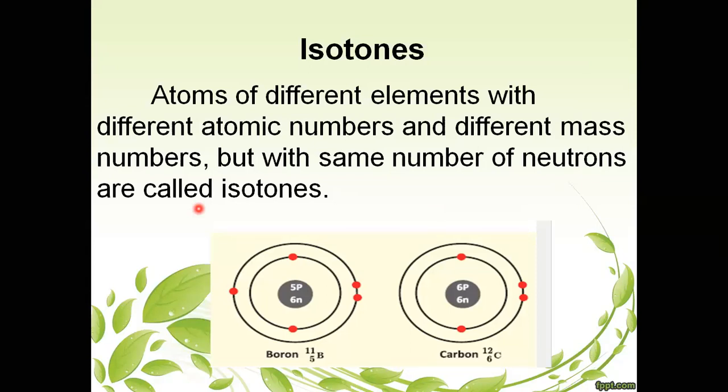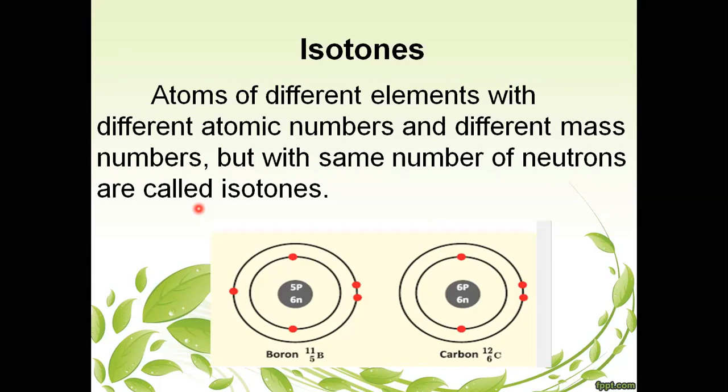Different elements, boron, carbon. Mass number and atomic number are also different. Protons are also different, but neutrons are the same. So the neutrons are the same, that is called isotones. Different element, different atomic number, different mass number, but same number of neutrons, that is called isotones.